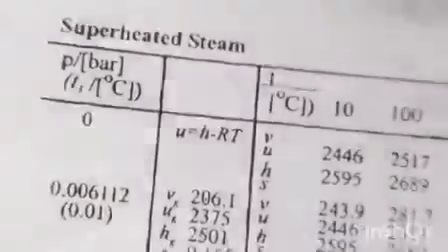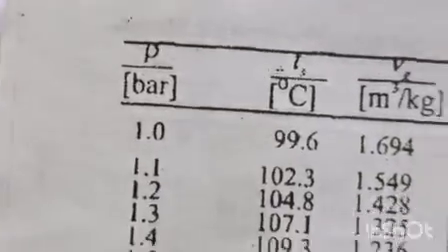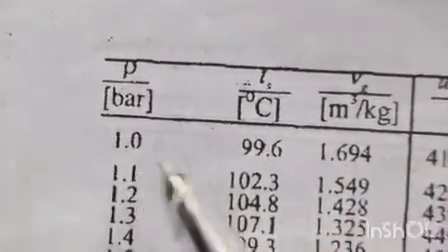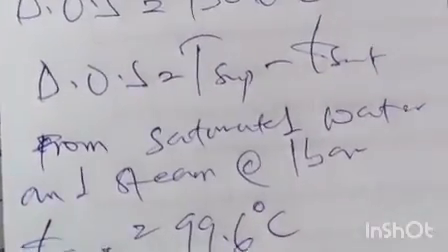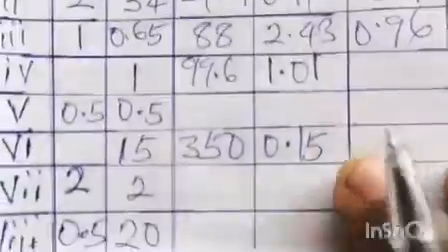So at 1 bar, we can obtain saturation temperature, so let's get our steam table. This is superheated steam, and this is saturated water and steam corresponding to pressure 1 bar. Saturation temperature there is simply 99.6 degrees Celsius. So that gives us saturation temperature, and we can fill up that space now. Here is 99.6.